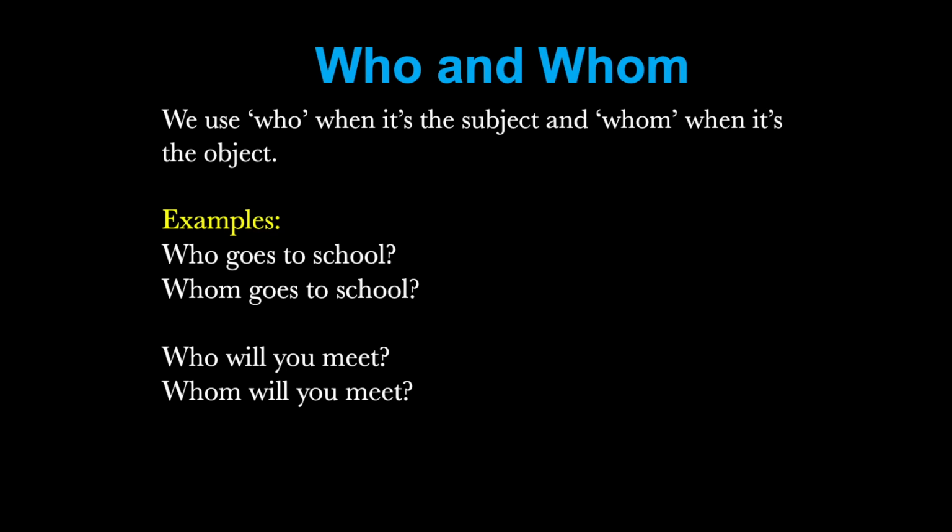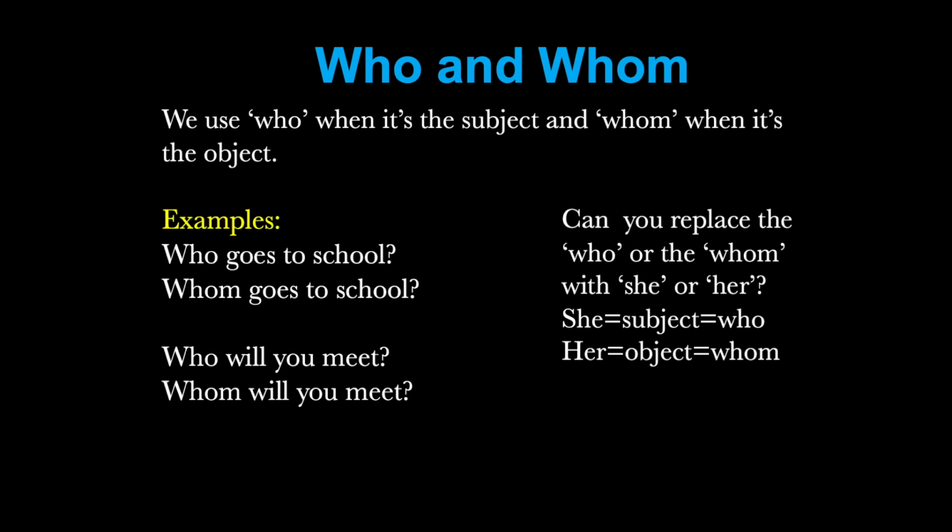To work this out, you should ask the question, can I replace the who or the whom with the words she or her? If I can replace it with she, then we're dealing with a subject, and we should use the word who. If, however, I should replace it with her, it's an object, and we should replace it with whom. So, who goes to school? The answer would be she goes to school, not her goes to school. So because it's she, it's a subject, and it should be who. Who will you meet or whom will you meet? I will meet her. So there, it's an object, and it should be whom.